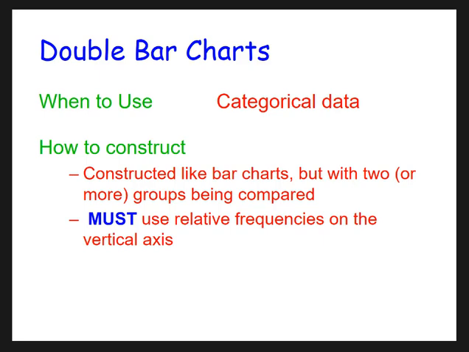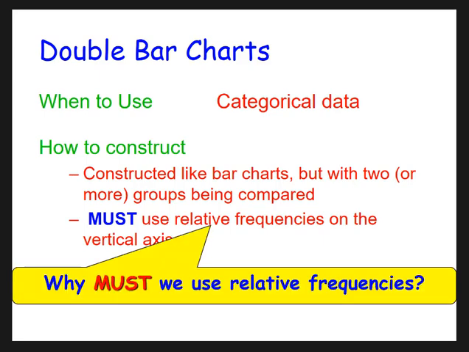Now here it says we must, but that's not necessarily true. If we're comparing something that's the same variable with just two different treatments, like federal budget for 1 year compared to the next, or the national debt compared to the federal budget, we can use the same axis and use just raw frequencies. We don't have to convert them to relative frequencies. But if we're using things that are very, very different, we use relative frequencies so that they can fit on that same vertical axis.